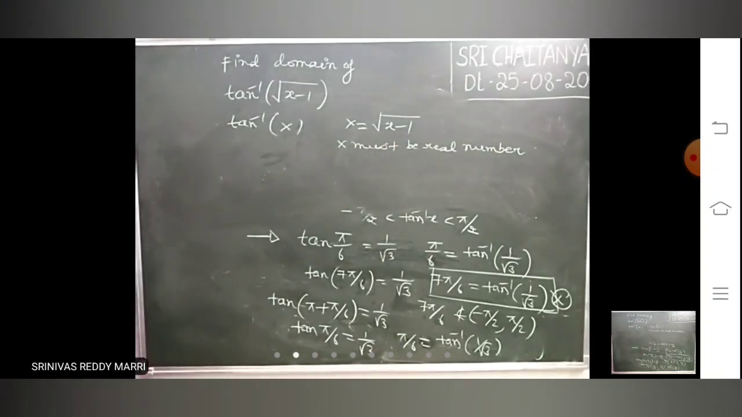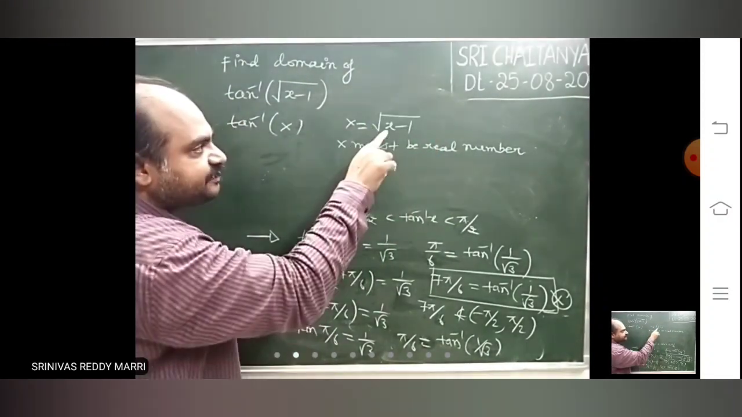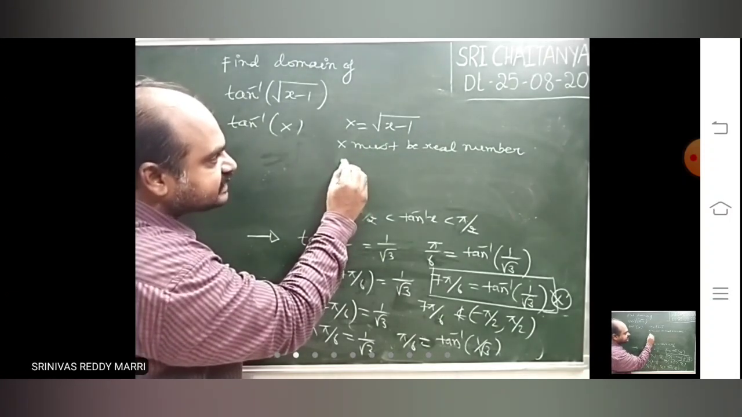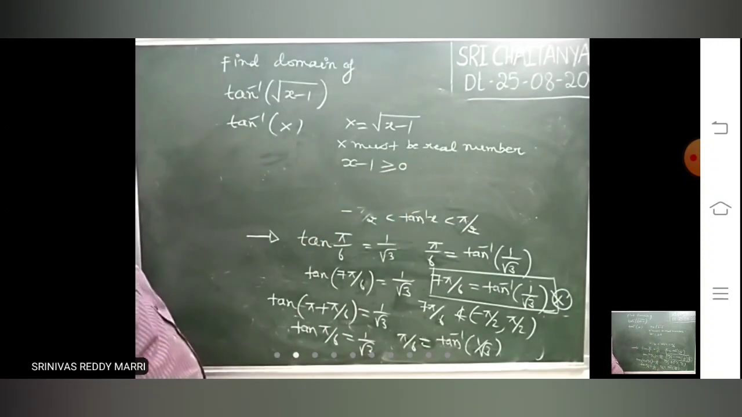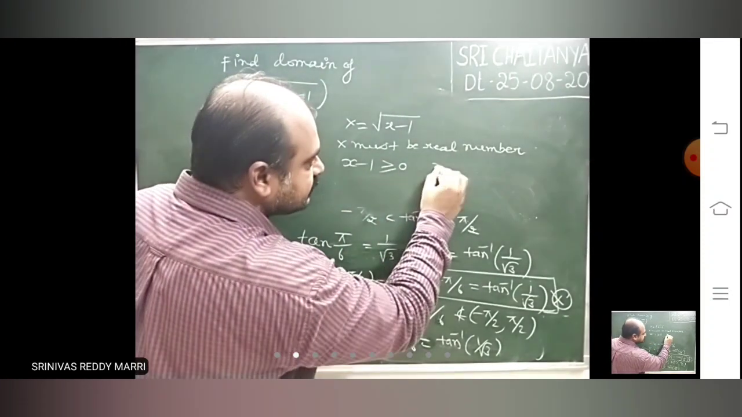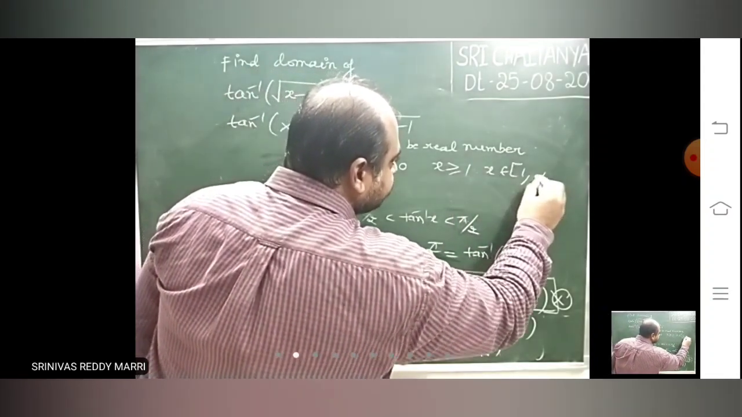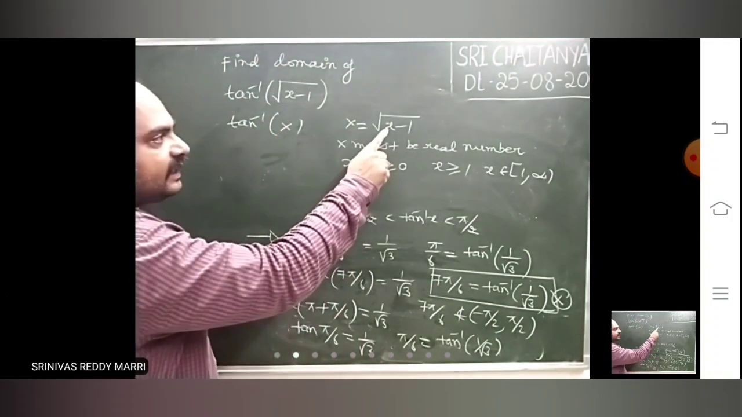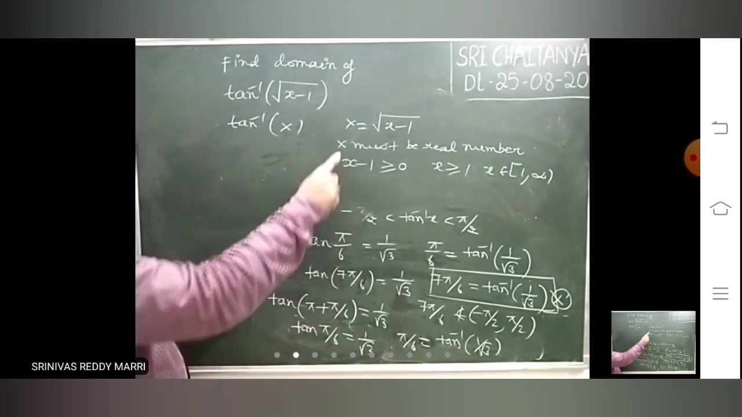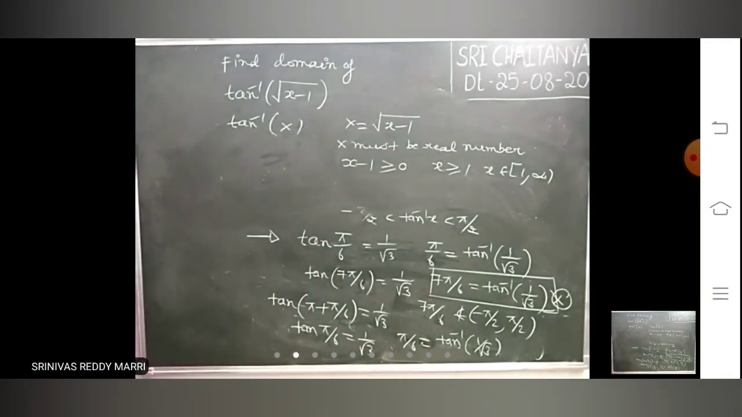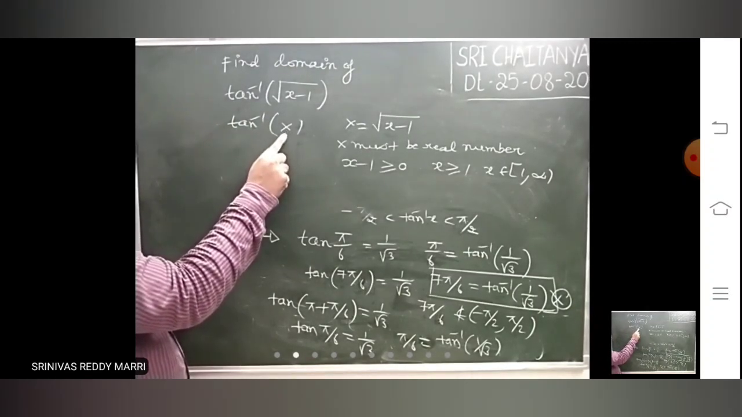Now capital X I have taken as root of x minus 1. This must be a real number, which means it must be defined, since there is a root. That means capital X will be a real number when the inside must be greater than or equal to 0. That means x greater than or equal to 1, so x belongs to 1 comma infinity. If this becomes negative, capital X will be imaginary, and tan inverse will not be defined when this is an imaginary quantity.